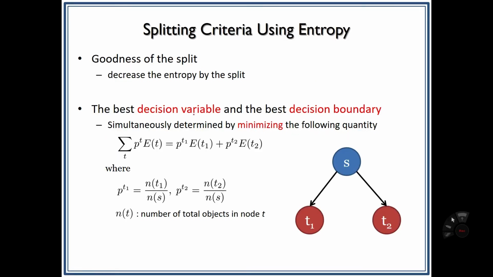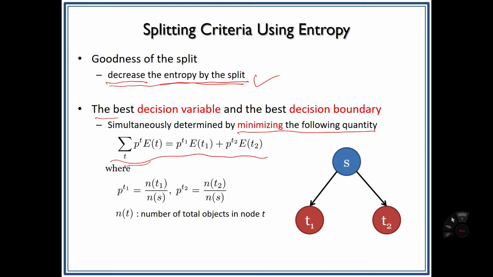Then we should be able to define what a good split is. What is a good split? A good split must decrease the entropy. So, for split criteria using entropy, the split should decrease the entropy. To utilize this concept, the best decision variable and the best decision boundary are simultaneously determined by minimizing the following quantity.